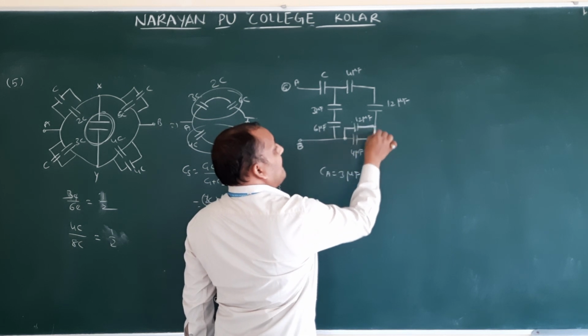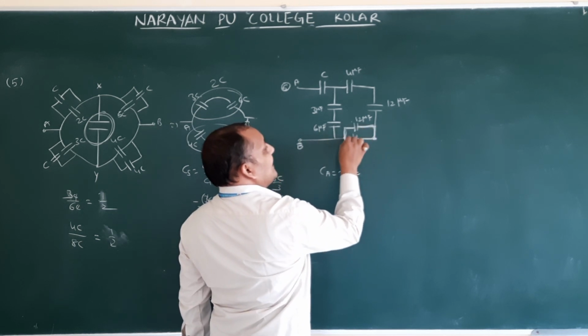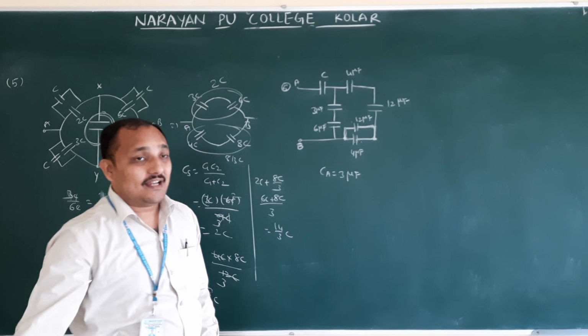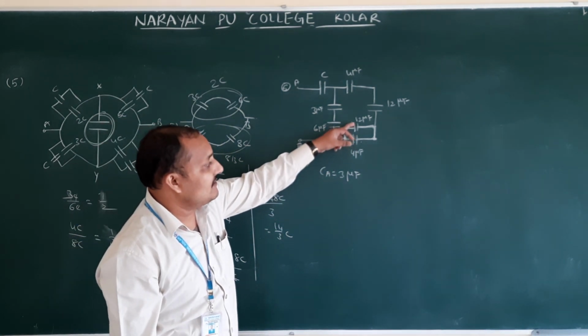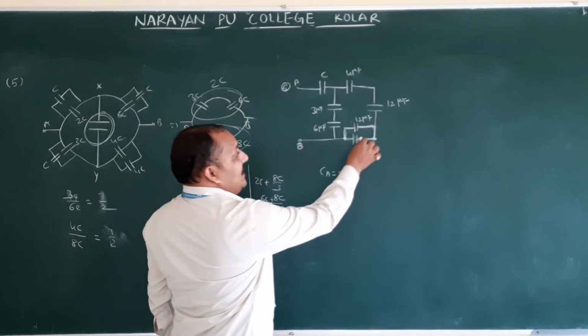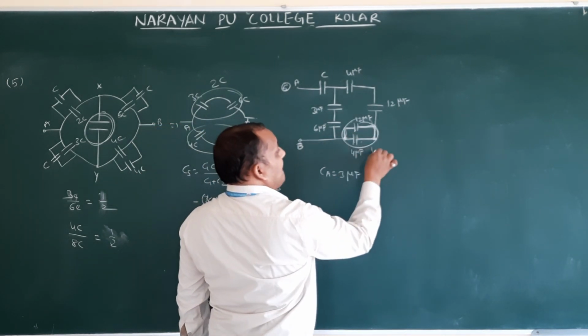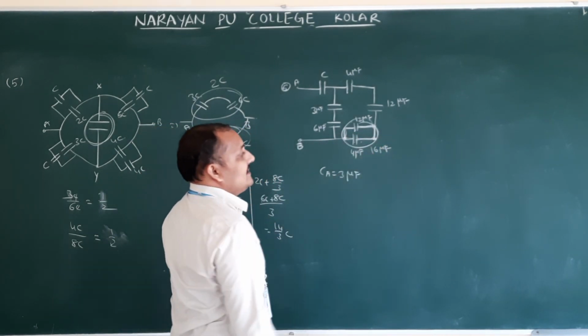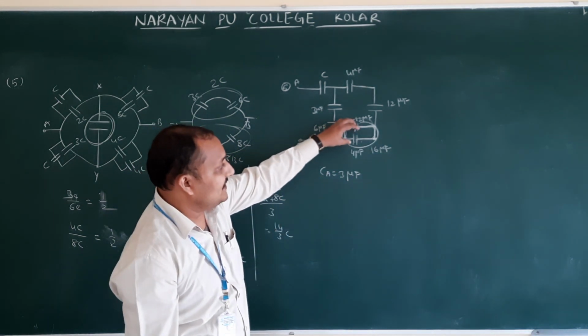Therefore, these two ends are connected here, and these two are connected in parallel. Parallel means what is the formula? C1 plus C2, 12 plus 4, that is nothing but 16. So in place of these two, you get 16 microfarad by replacing these two capacitors.